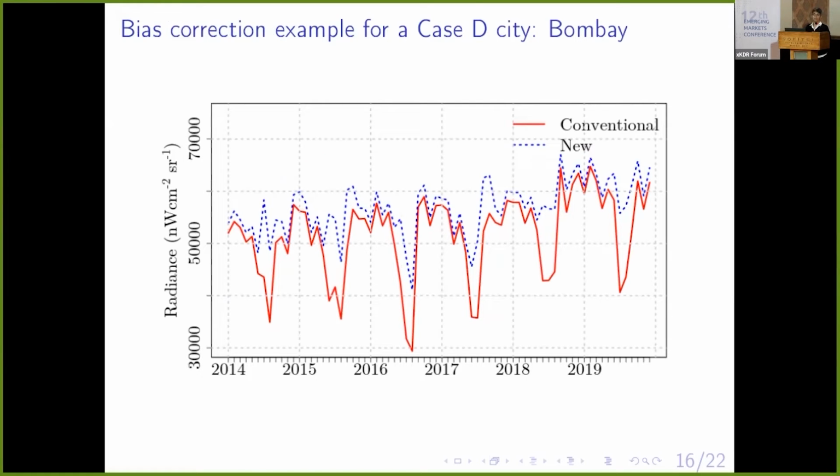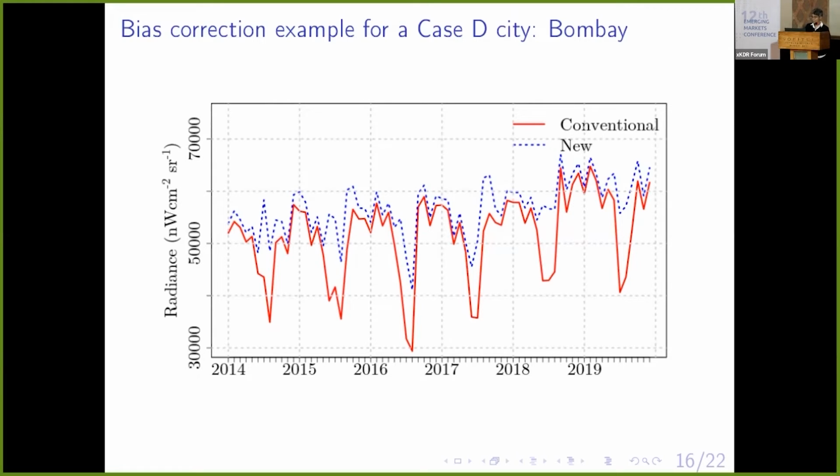Then I thought I'd show you some pretty graphs, which is what happens when you adjust the radiance coming from VIIRS nighttime lights as a time series from 2014 all the way up to 2019. And you can see it, it looks like Bombay is dipping crazily in terms of radiance all through these years. But when you do the bias correction, the crazy dips are muted. Remember, it's not going away, but the crazy dips are muted.